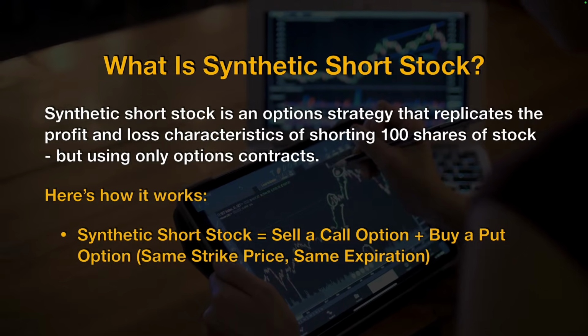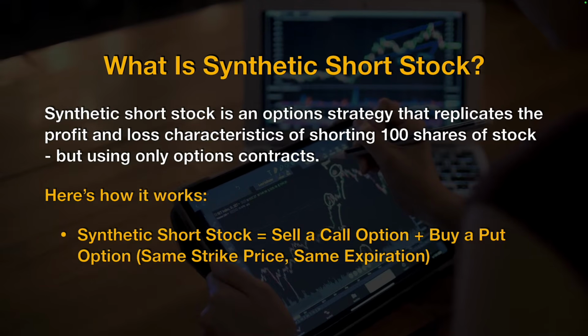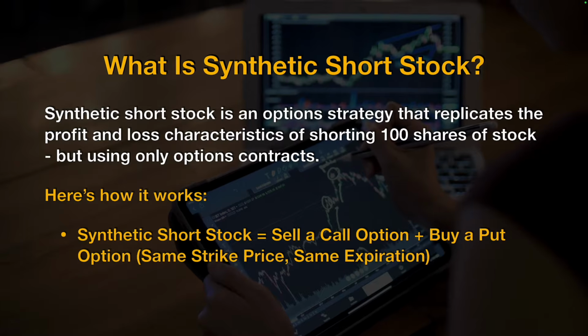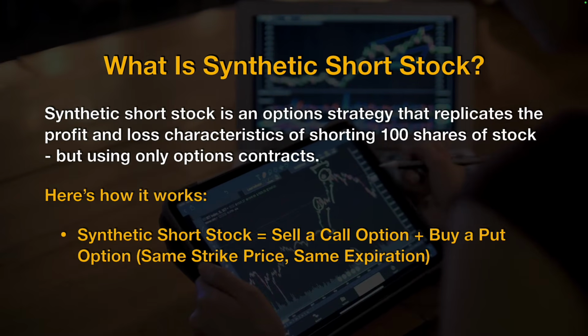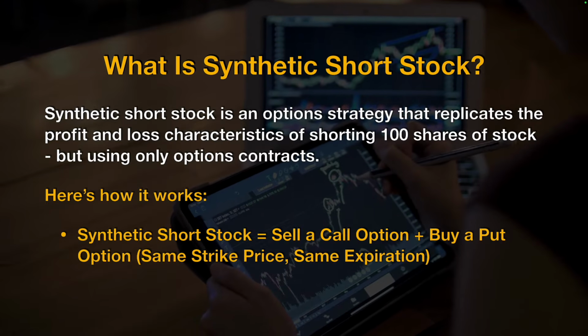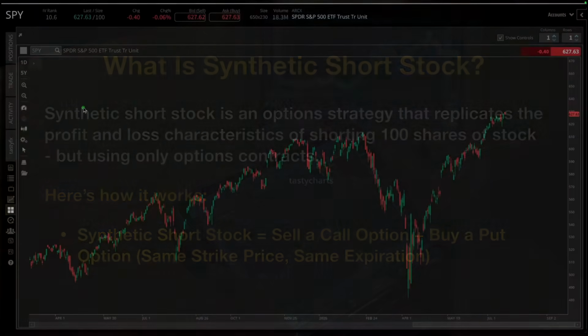Synthetic short stock is an option strategy that replicates the profit and loss characteristics of shorting 100 shares of stock, but using only options contracts. Here's how it works. The synthetic short stock is built by selling a call option while simultaneously buying a put option at the same strike price and same expiration cycle.